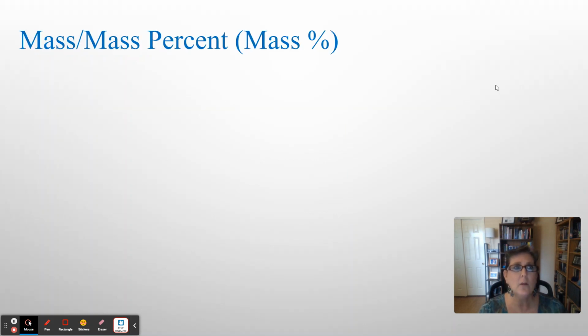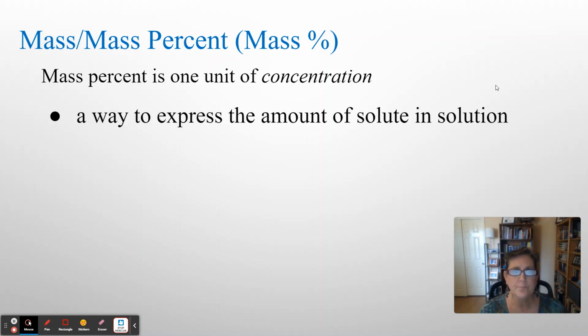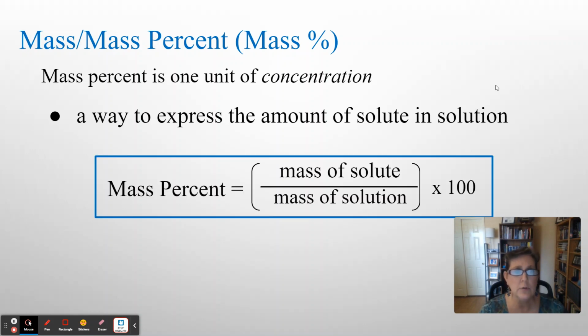So let's go ahead and learn about mass percent first of all. This is used in hospitals for like saline solutions, the IV bags that the medications are given in to you intravenously. So mass percent you will see in a hospital. So mass percent is one way to measure concentration. It's a way to express the amount of solute in a solution.